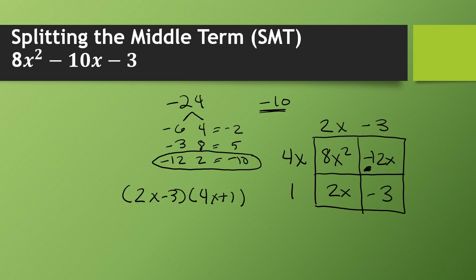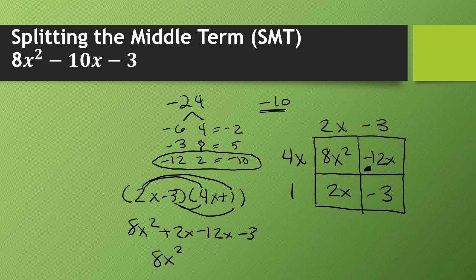If I use the double distributive property to check this, I end up with 8x squared plus 2x minus 12x minus 3, which results in 8x squared minus 10x minus 3. And if you look, that matches the polynomial at the top, so we have done a great job.